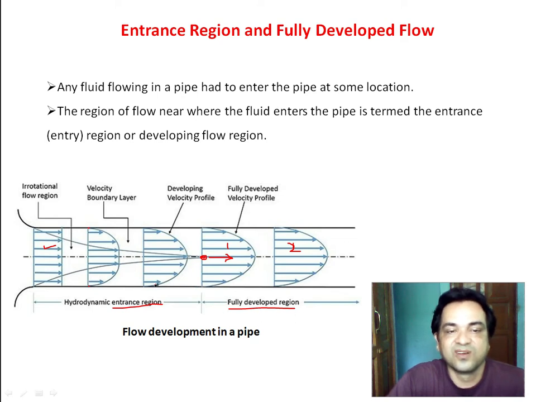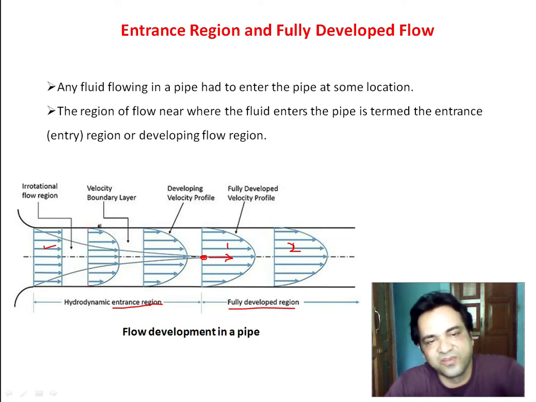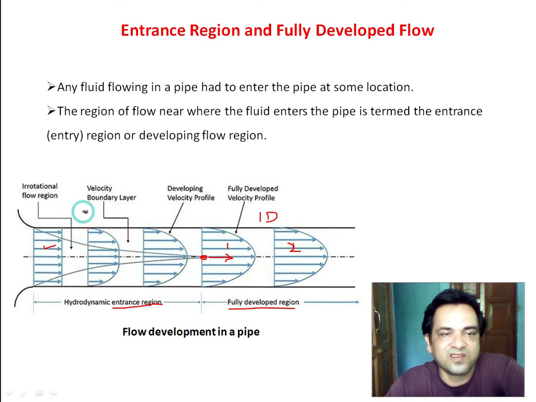In case of the entrance region, the velocity changes along the axial direction as well as along the radial direction. So basically the flow is 2D, two-dimensional flow. But in the fully developed region, the velocity changes only in the radial direction. Along the axial direction, there is no change of the velocity profile. So that means it is a 1D velocity profile. It is 1D flow, and this is a 2D flow basically.